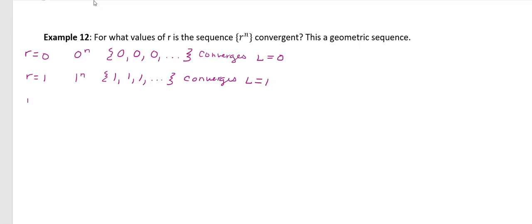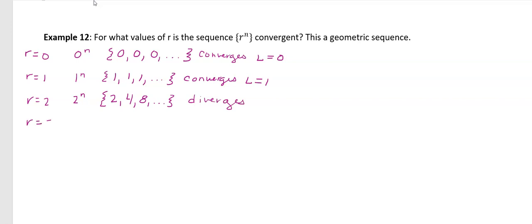Okay, well, what about when we have an r value of 2? So 2 to the nth power. What's happening in this situation? Well, our first term is when n is equal to 1, so that's 2 to the first power, which is 2. For our second term, n is equal to 2, so 2 to the second power would be 4. Then our third term means n is equal to 3, so 2 to the third power is 8, and so forth. So we can see that this is actually growing. So this is divergent. So it diverges.